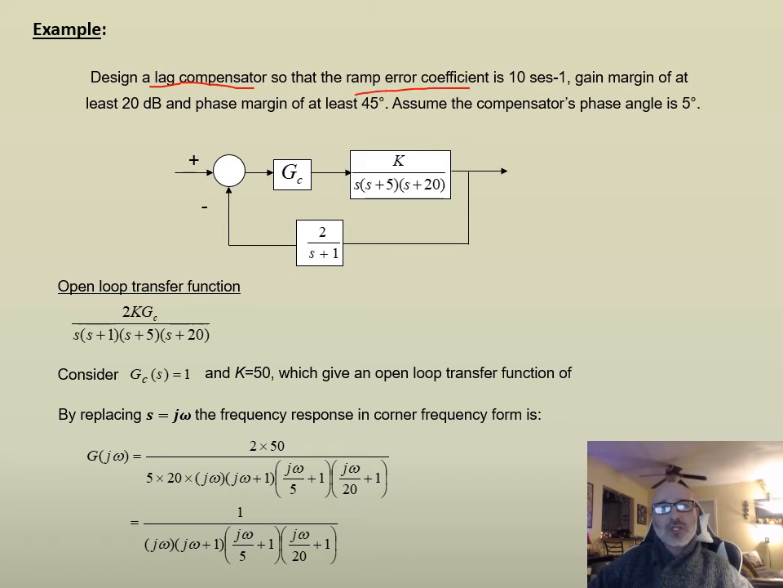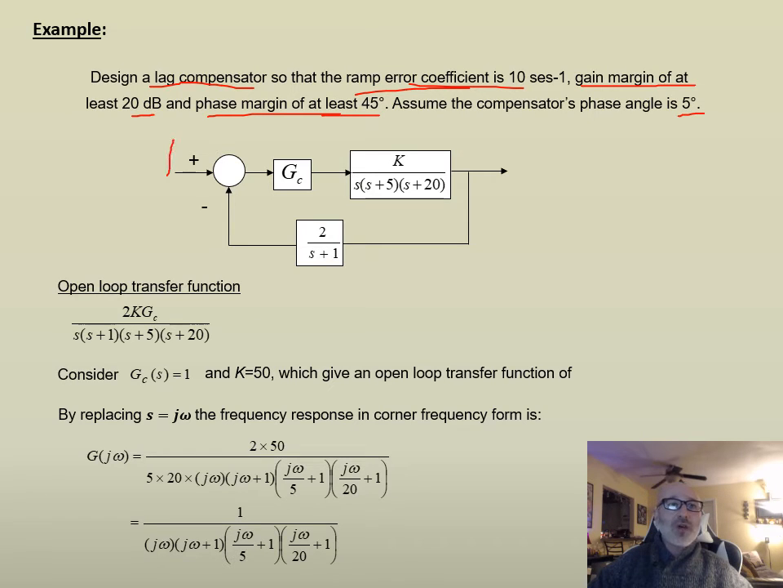So going back to this problem, they asked us to design a lag compensator so that our ramp error coefficient, which is given to us here, is met. They give us our gain margin as well as our phase margin. We have our gain margin here of 20 dB, and we have our phase margin of at least 45 degrees. They also tell us to assume that the compensator's phase angle is 5 degrees.